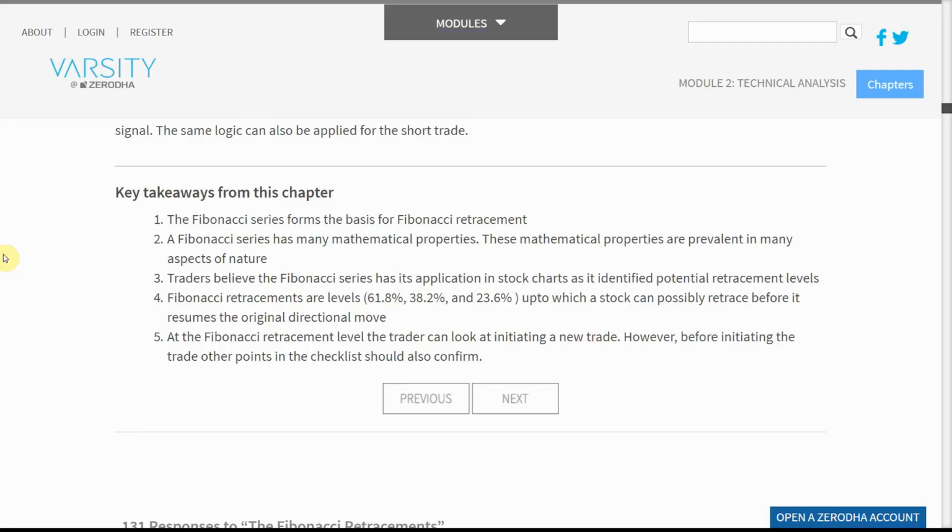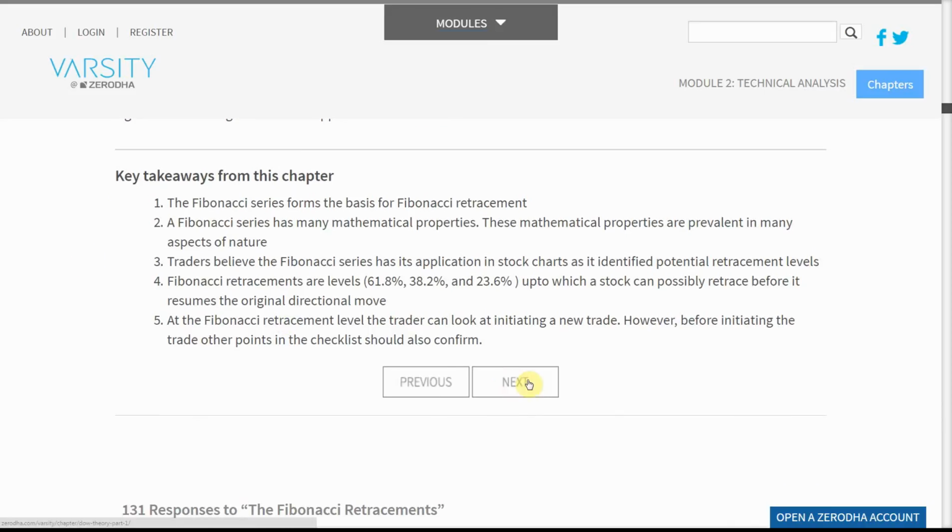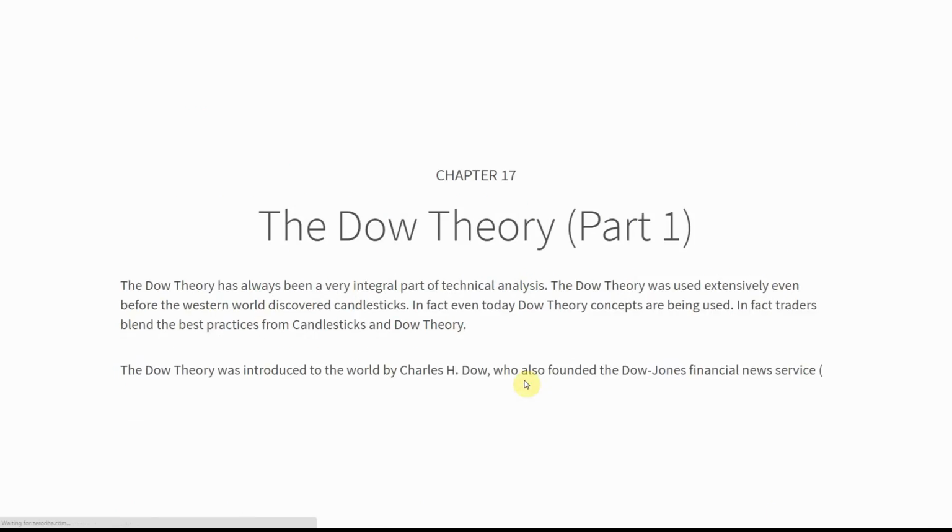Fibonacci retracements are levels 61.8%, 38.2%, and 23.6% up to which a stock can possibly retrace before it resumes the original directional move. At the Fibonacci retracement level, the trader can look at initiating a new trade. However, before initiating the trade, other points in the checklist should also confirm the responses to the Fibonacci retracements.